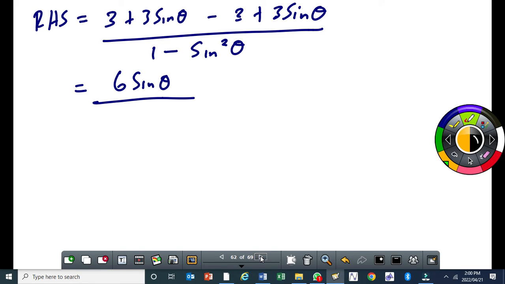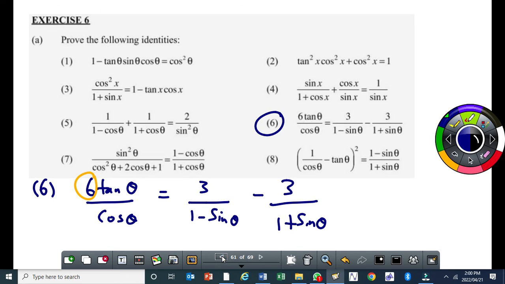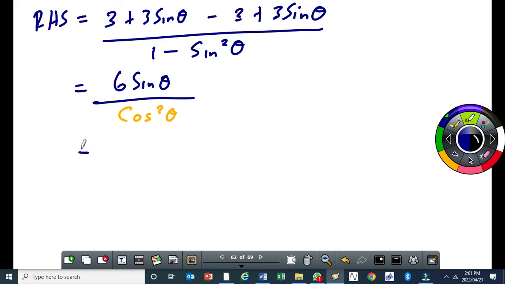Then here, convert this 1 minus sine squared theta. If you want to create tan, the only way is to convert the 1 minus sine squared theta to cos squared theta. It becomes simple now. Okay? What do we have there? Check, we have got a cos theta in the denominator. The good thing is, I can break this up and write it as 6 sine theta divided by cos theta times 1 over cos theta.